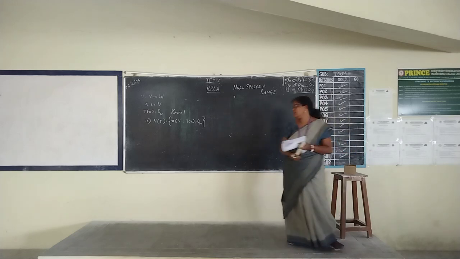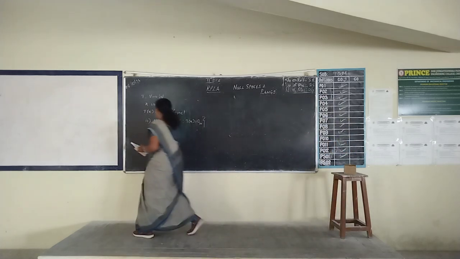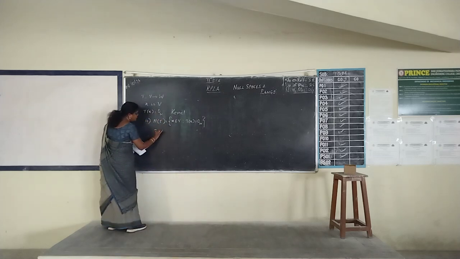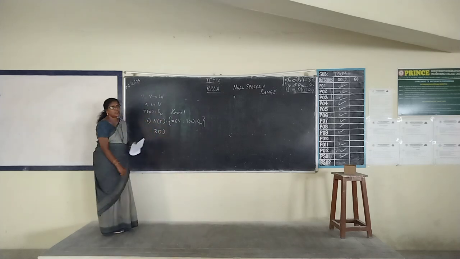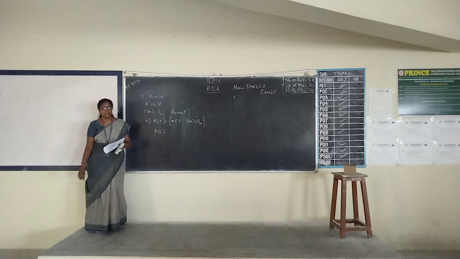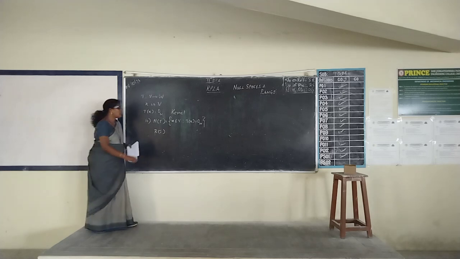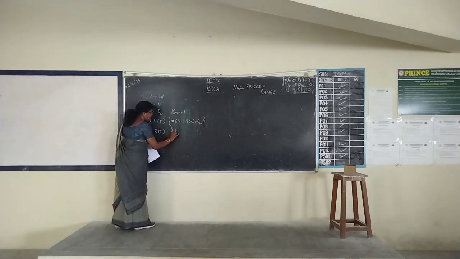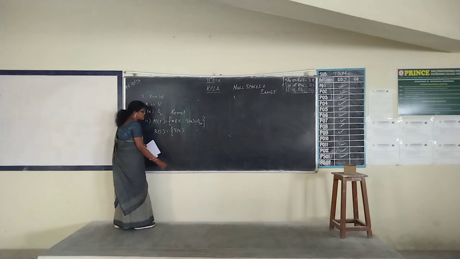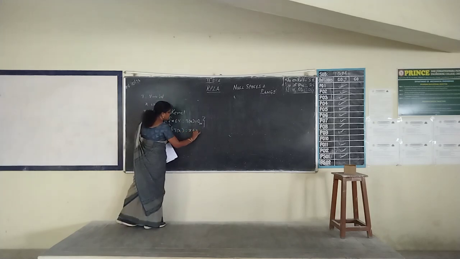It is denoted by R of T. That is, R of T equal to the set of all T of X such that X belongs to V.